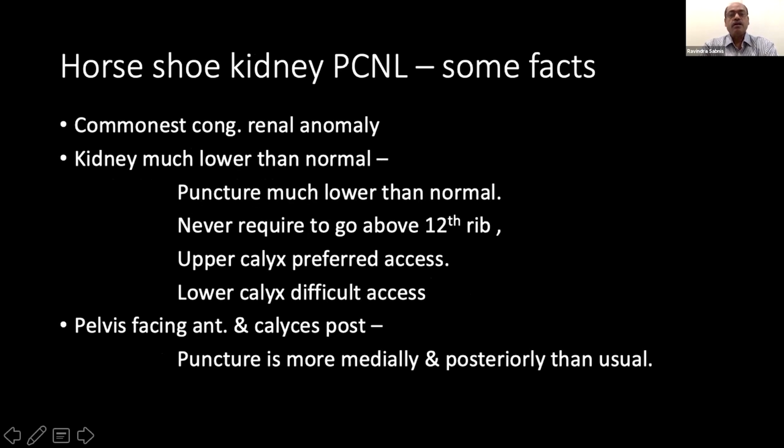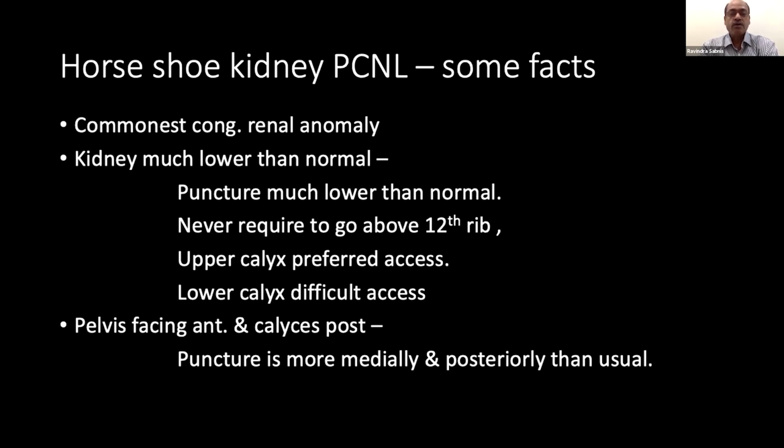Horseshoe kidney PCNL, there are some facts which we need to understand. The horseshoe is the commonest congenital renal anomaly, and these are the patients who will definitely form stones. You have to understand that in a horseshoe kidney, the kidneys are much lower than normal because it's an ascent as well as a rotation anomaly. And therefore, your puncture is much lower than on the normal side. You never require to go above 12-3 in a horseshoe kidney. Upper calyx is usually the preferred calyx.